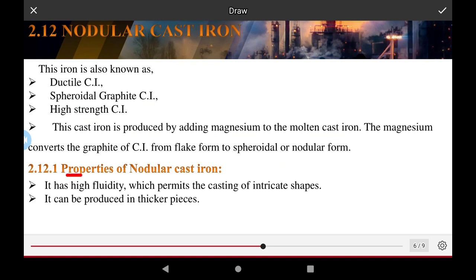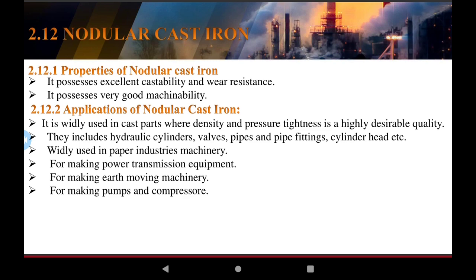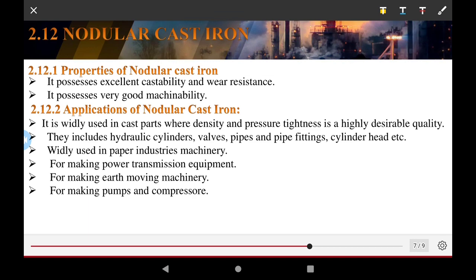Property of nodular cast iron. It has high fluidity, which permits casting in intricate shapes. It can be produced in thicker pieces. These are the main properties of nodular cast iron. It possesses excellent castability and wear resistance. It possesses very good machinability.